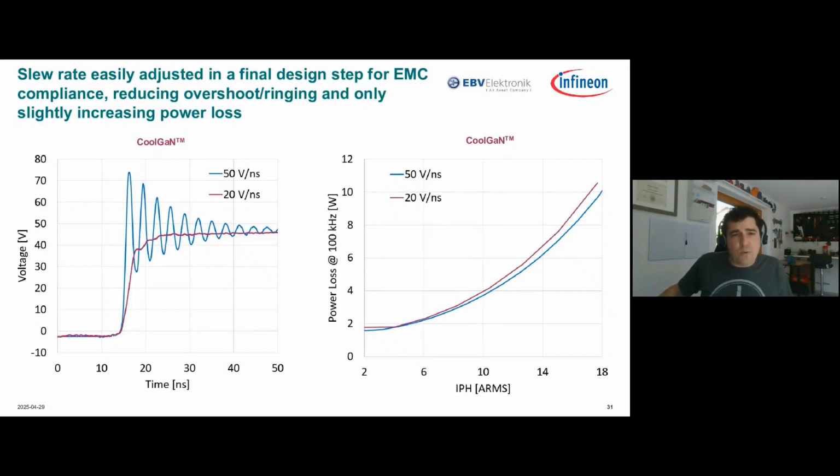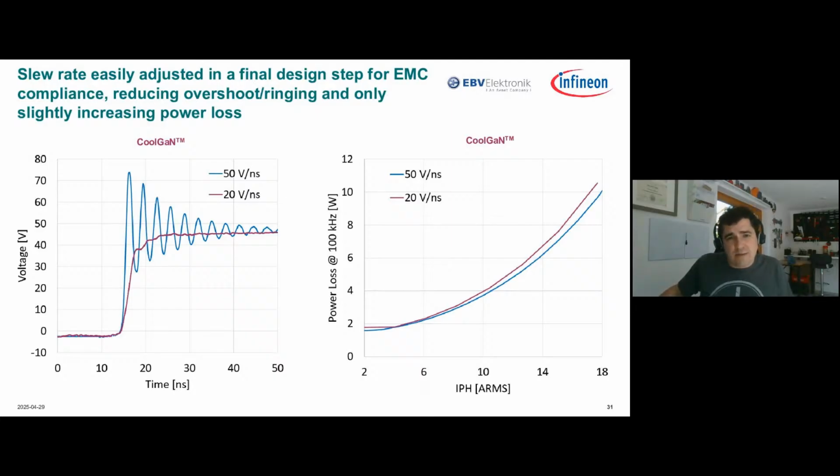Whereas with GaN, we can make a very small change to the gate driving circuit. Here we're talking about maybe changing a 1 ohm gate resistor to a 3 ohm gate resistor. And the impact is profound. You have a relaxed slew rate, no overshoot, no ringing at all, a very clean, almost cartoonish waveform. It looks like it was just drawn with a pen, but this is an experimental result.